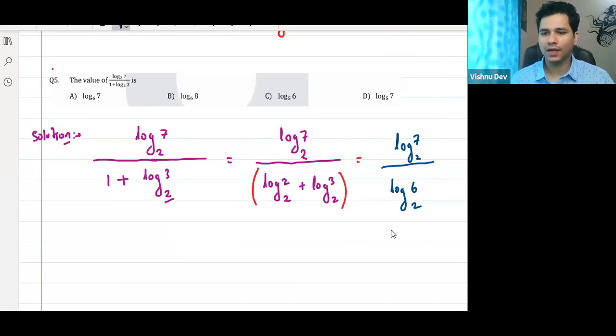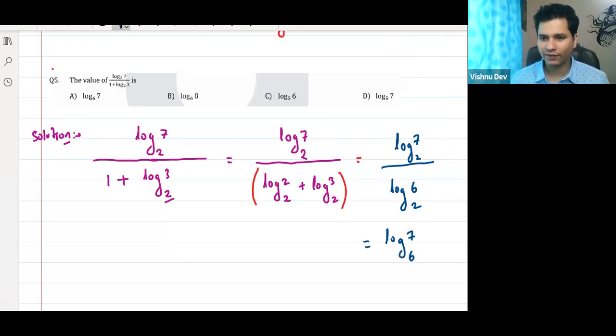Now, I guess all of you can get the answer now. What is the answer? Tell me. Next step will be the answer. Next step, which property? Log 7 base 2 by log 6 base 2 is log 7 base 6. Very good. Which is the reverse of property 6. Very good, Adarsh.